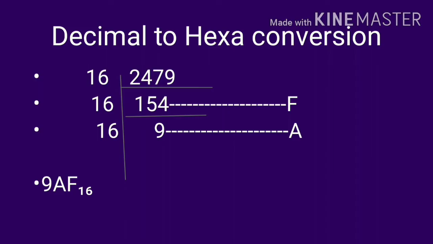Decimal to hexadecimal conversion. We consider the value 2479 divided by 16, we get 154, remainder F. Once again 154 is divided by 16, we get 9, and A is the remainder. Therefore 9AF to the base 16 is the correct answer.